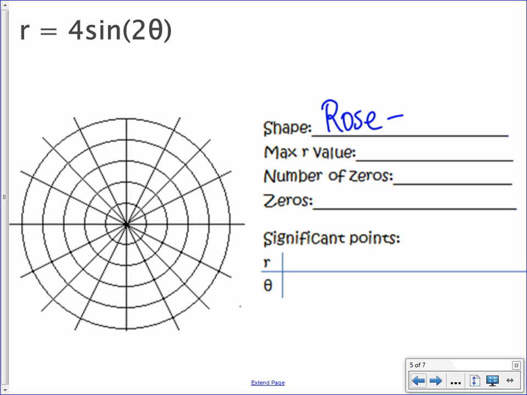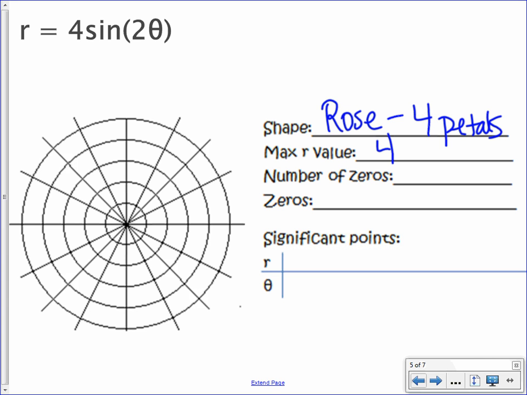If you think that is right, how many petals do we have? 4. Do you agree? Okay. So it's the coefficient in front of the theta, Isaiah decided. And since it's even, you doubled it. Is that what you did? Yeah. Okay. Our max r value: how long is each of our petals? Sarah, how long are they? 4. And you got that from the coefficient in front of the sine. Excellent.